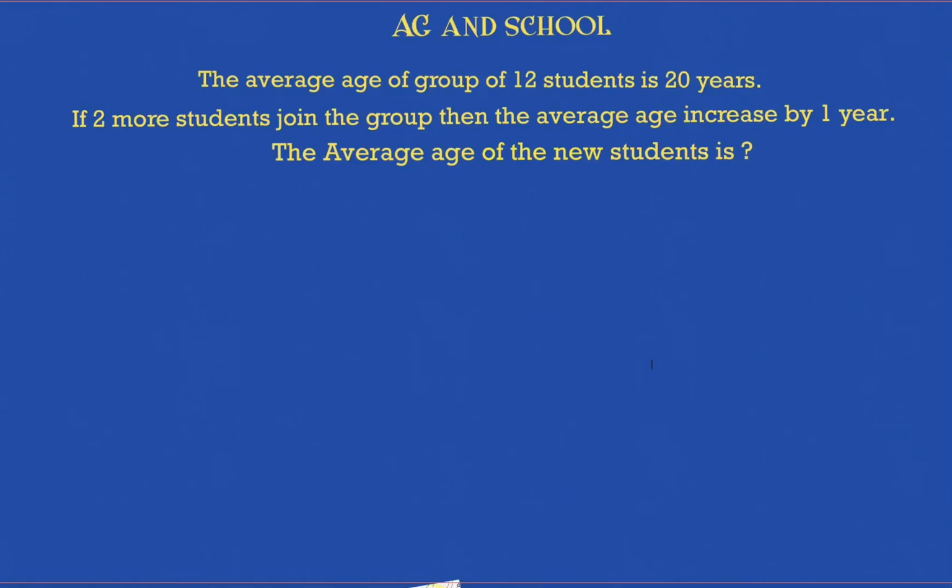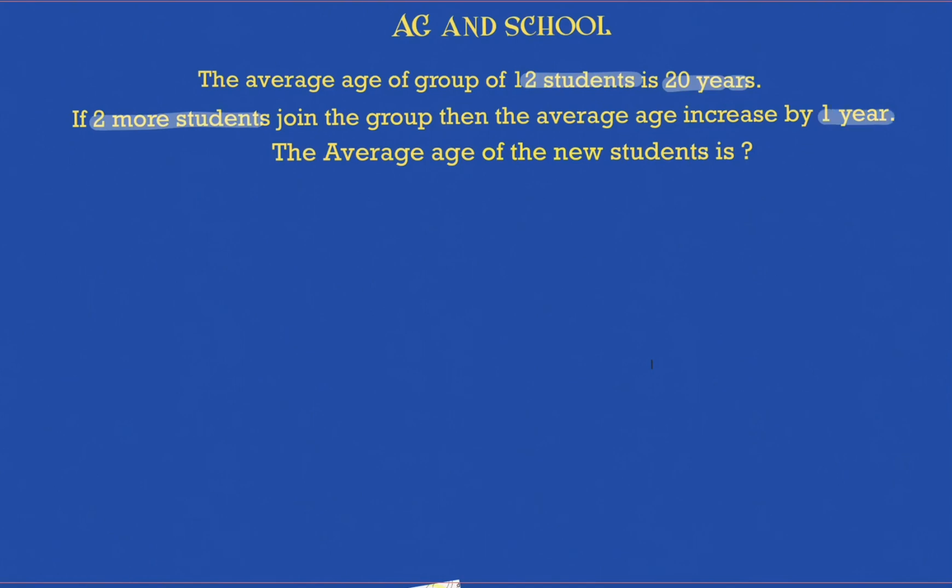So let's take one more problem which is quite similar to the earlier scenario that we studied. In the school, the average age of a group of 12 students is 20 years. So we know 12 into 20, 240 will be the sum of the ages. Now instead of 1, I add 2 more students. So 2 more students join the group. Then the average age increases by 1 year.